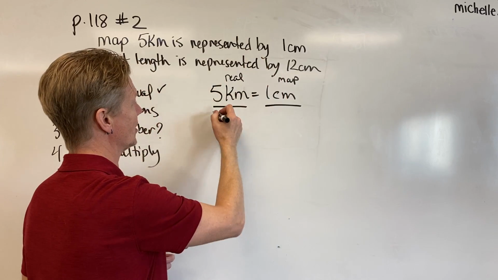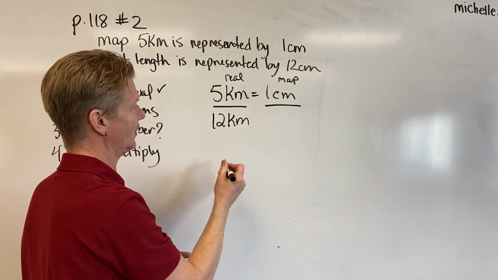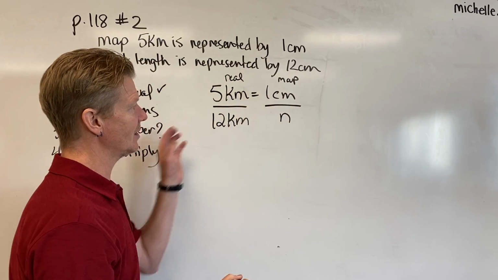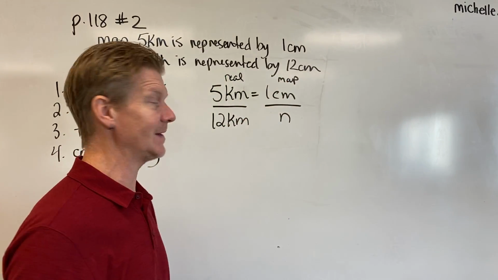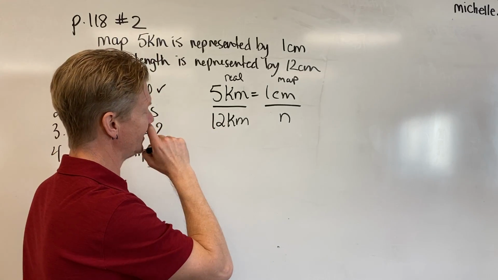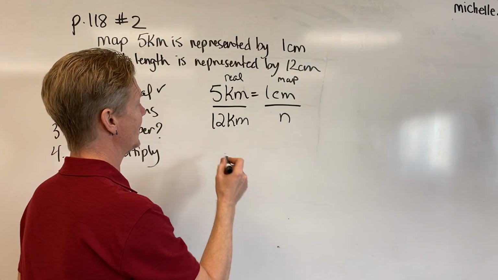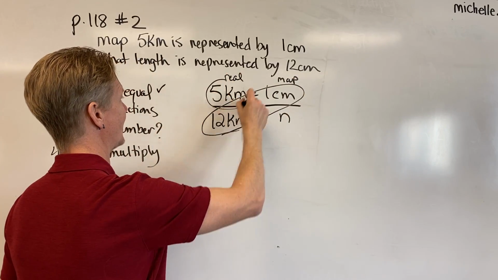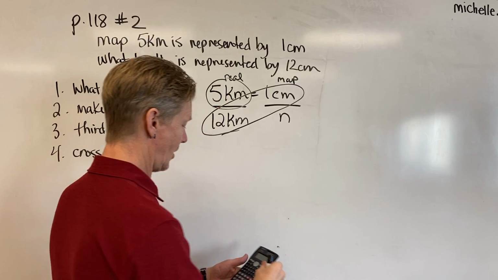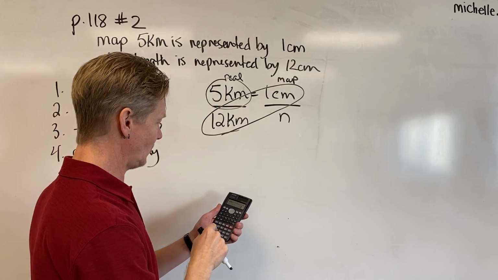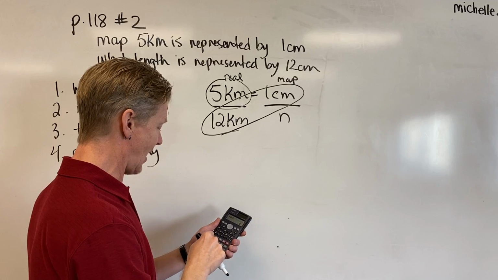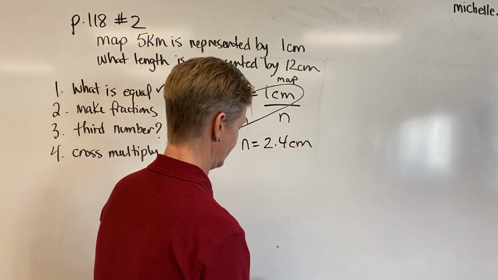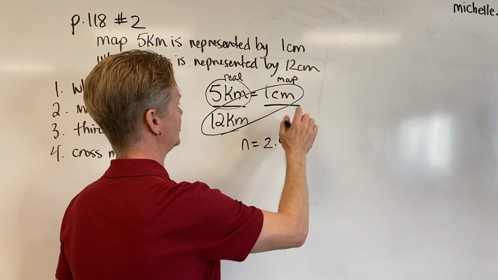I have to write it here because it's 12 kilometers in real life, and that leaves me with an unknown here, right? But I end up with three out of the 4 digits, and I can cross multiply to solve. The really important part is that you multiply diagonally and then you divide by whatever's left over. So on my calculator, I multiply 12 times 1 and then divide by 5, and I get 2.4. So n equals 2.4 centimeters. That would be the answer here, 2.4 centimeters.